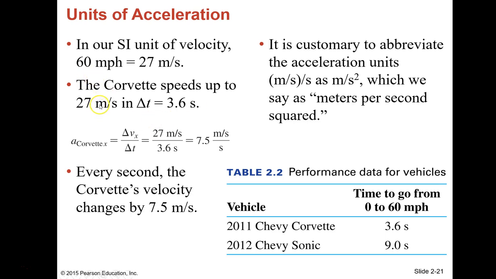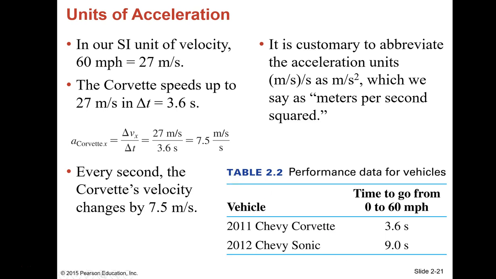Okay, so this is now saying the Corvette speeds up 27 meters per second in 3.6 seconds. So it goes from rest to 27 meters per second in 3.6 seconds. So every second the car, if we take 27 divided by 3.6, we get 7.5 meters per second. That change is your acceleration.